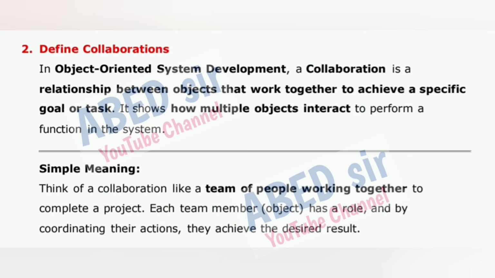Next important short question is: 2. Define collaborations. In object-oriented system development, a collaboration is a relationship between objects that work together to achieve a specific goal or task. It shows how multiple objects interact to perform a function in the system. Simple meaning: think of a collaboration like a team of people working together to complete a project. Each team member, object, has a role, and by coordinating their actions, they achieve the desired result.